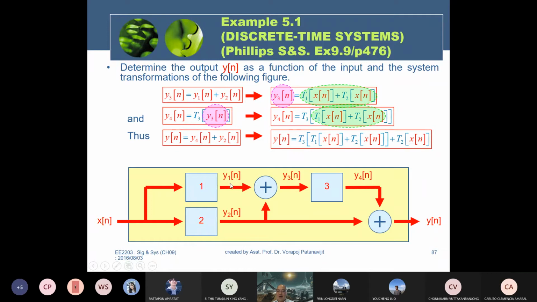Okay, and overall, the output y equals y4 plus y2. For y4, it is equal to t3, t1 of x4 of xn plus t2 of xn. Add with y2, which is very simple, y2 equals t2 of xn.